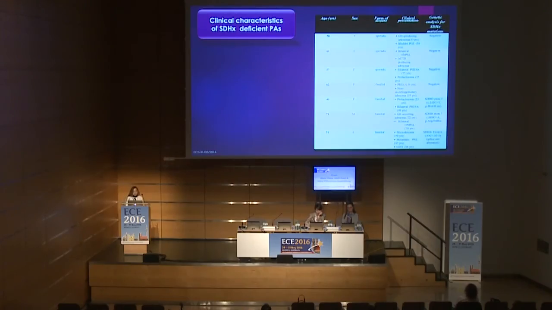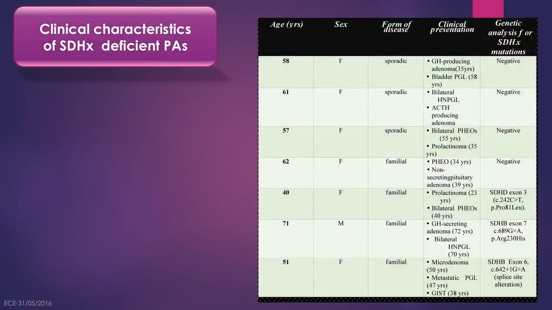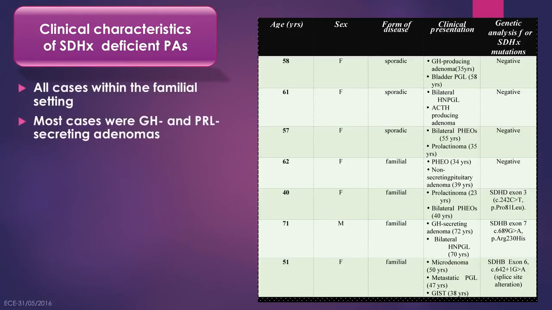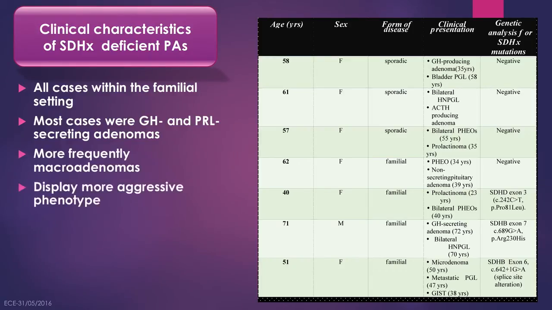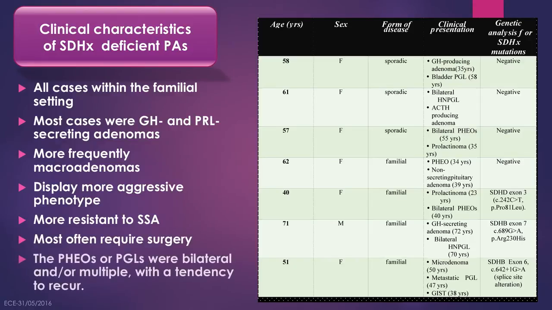Now, what were the clinical characteristics of the SDH-deficient pituitary adenomas? Here you can see in this table all the 7 cases that we identified with this association. All cases were within the familial setting. Most were GH and prolactin-secreting adenomas. They were more frequently macroadenomas. They displayed a more aggressive phenotype, were more resistant to somatostatin analogs, and more often required surgery. And the pheochromocytomas or paragangliomas were bilateral, multiple, with a tendency to recur.